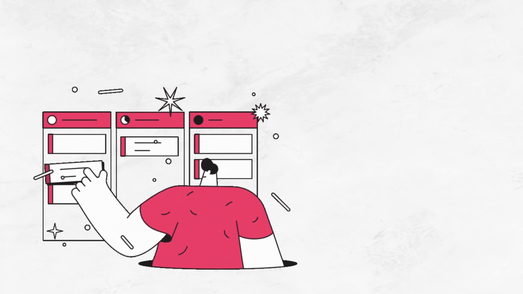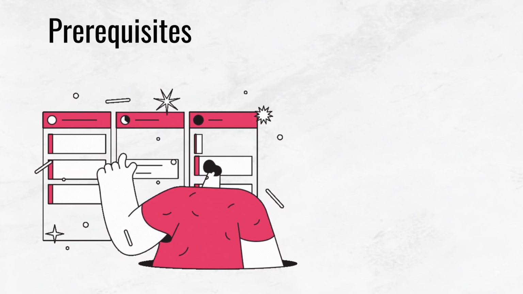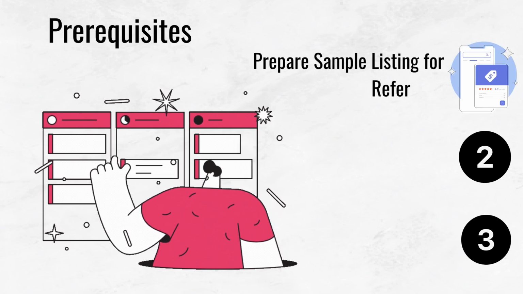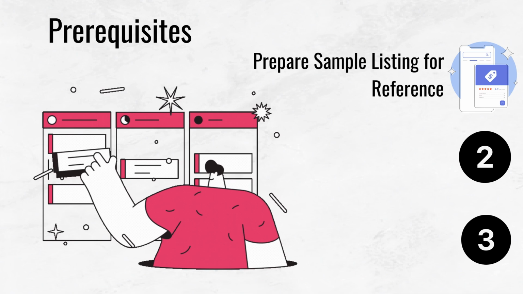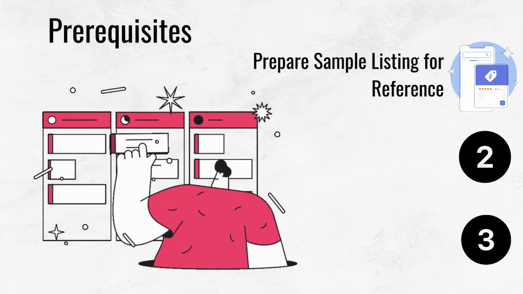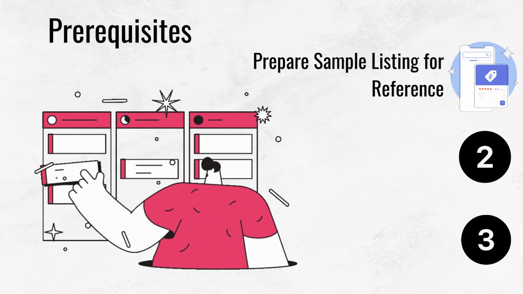Before we jump into the portal, we need to do some prep work. There are three main things we need to prepare. First, prepare a sample listing on Printify. We will use this as a reference to create listings in bulk. This way, you will have full control over how your listings will look.